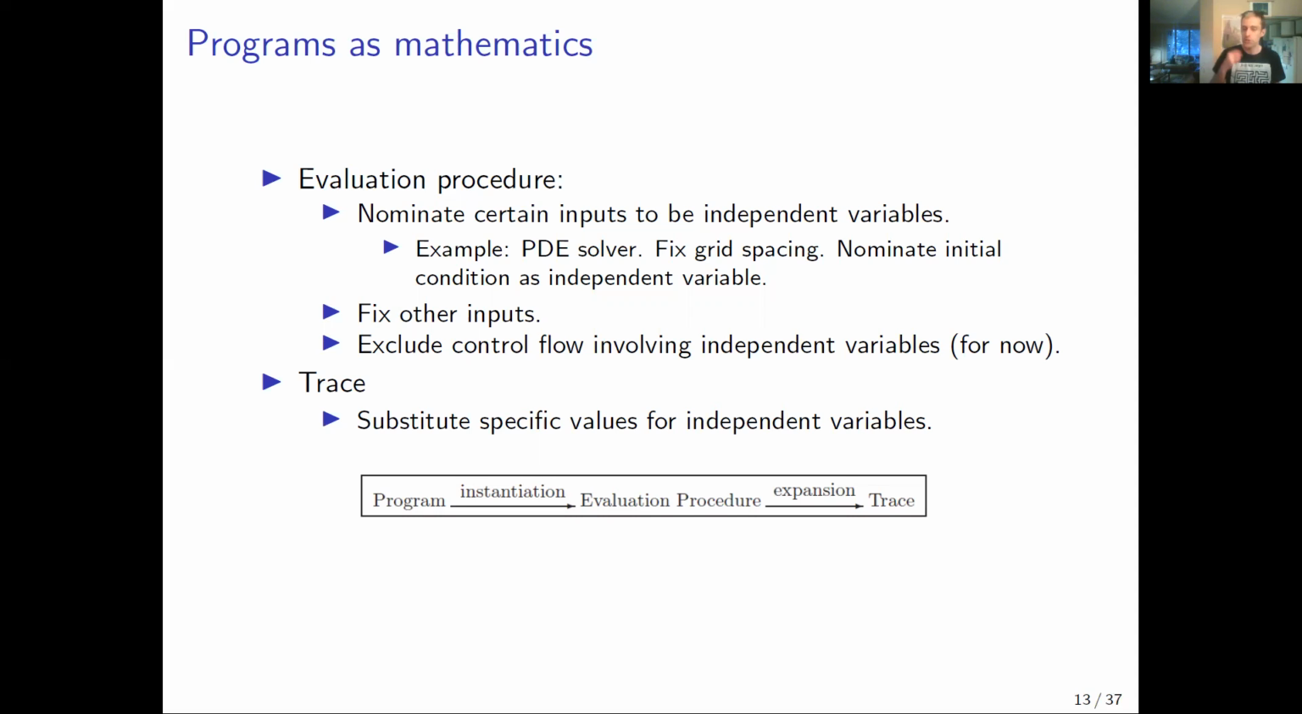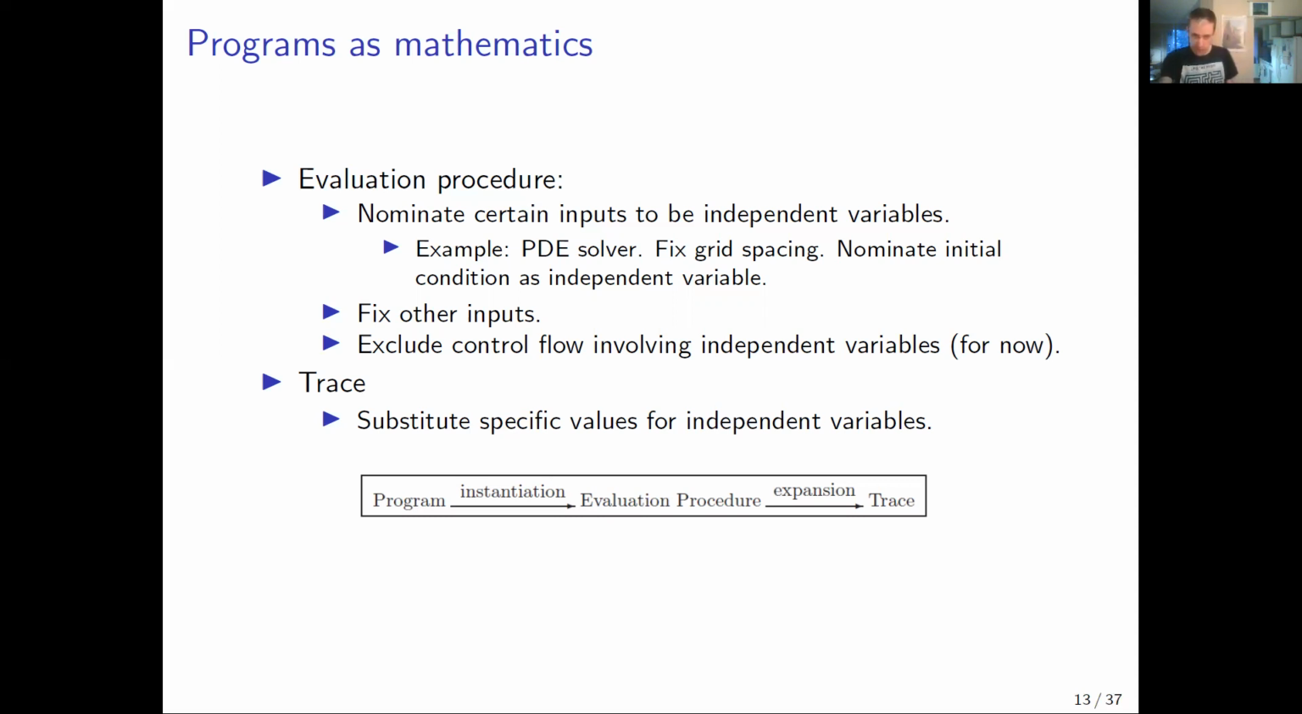And actually, this is quite a restrictive assumption. There's exclusion of control flow based on independent variables. And it's only an assumption they impose at the beginning of the book. Later in the book, they discuss ways of relaxing this assumption, which allows the treatment of much more general programs via automatic differentiation. So that's just a note on that, which seems quite exclusive, but then it's going to be relaxed later.